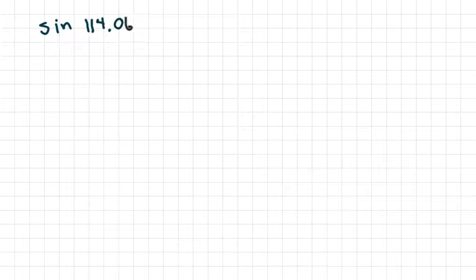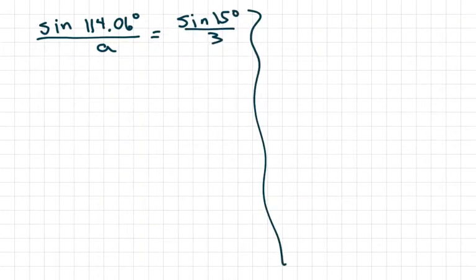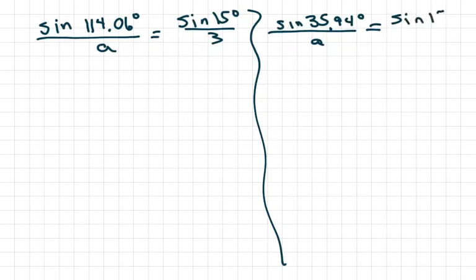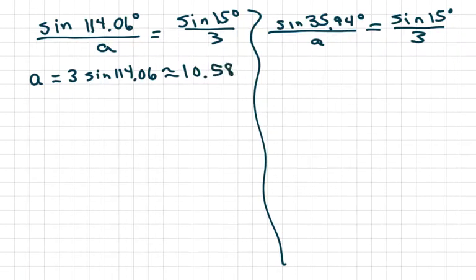We have sine of 114.06 over A equals sine of 15 degrees over 3, or we're going to have sine of 35.94 degrees over A equals sine of 15 degrees over 3. So when you cross multiply, you get A equals 3 sine of 114.06, which is approximately 10.58 inches.